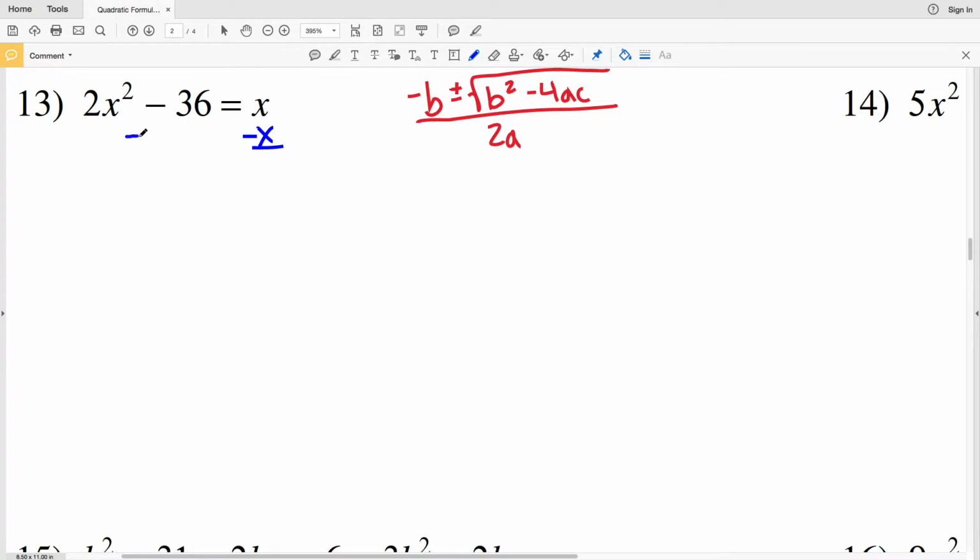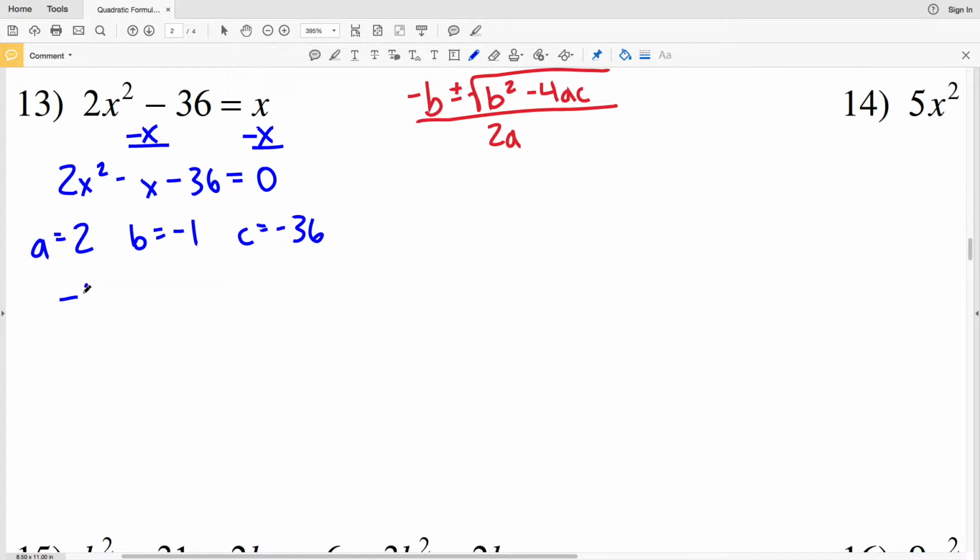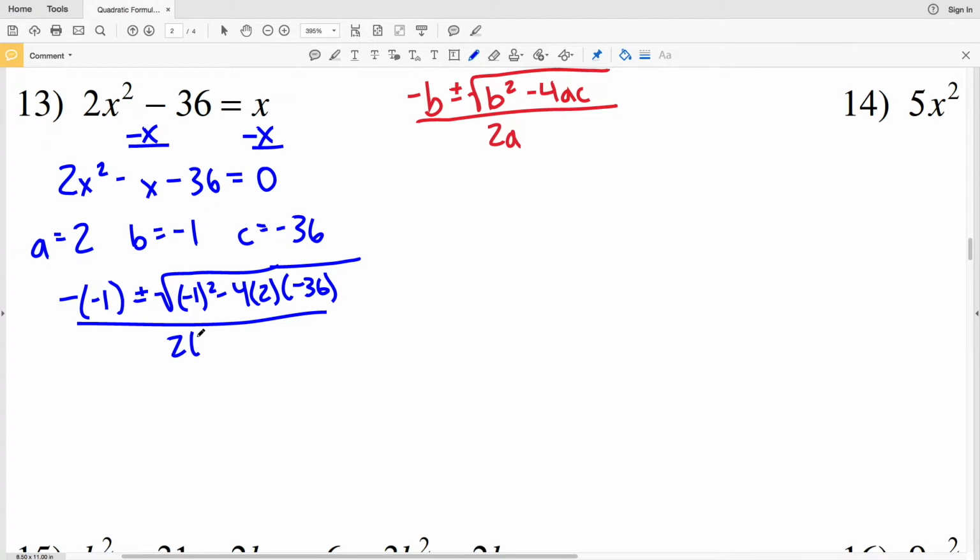So we're going to subtract x from both sides. So we'll have 2x squared minus x minus 36 equal to 0. So my a value is a positive 2. My b value, think of this x as 1 times x, so b is negative 1, and c is negative 36. So I have the opposite of negative 1 plus or minus the square root of negative 1 squared minus 4 times 2 times negative 36, 4 times a times c, all over 2 times a, 2 times 2.